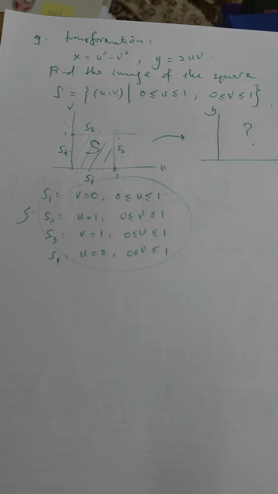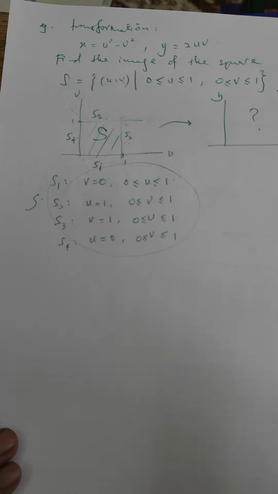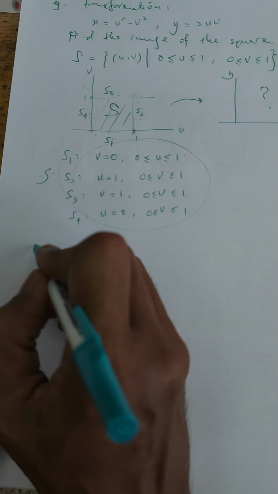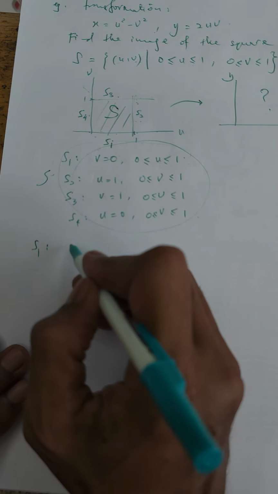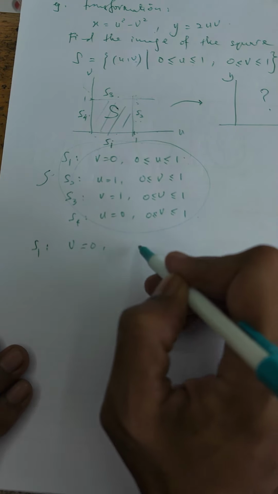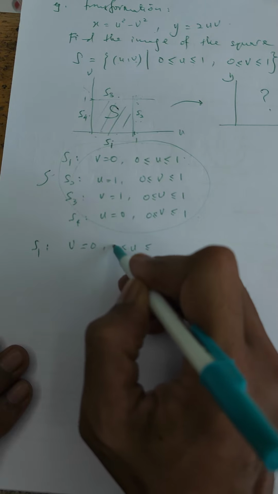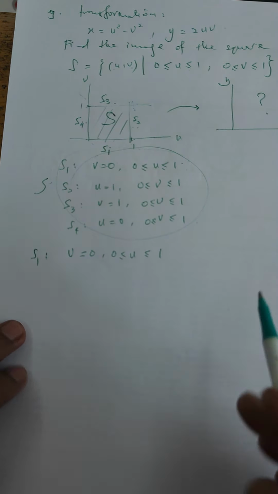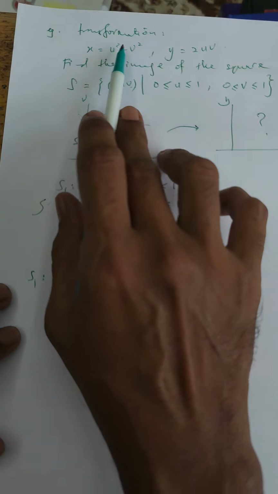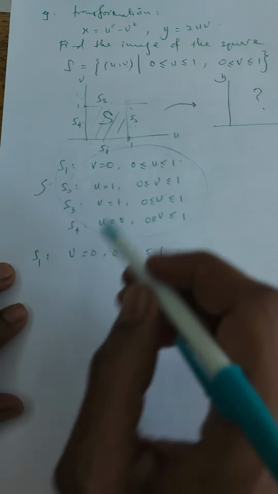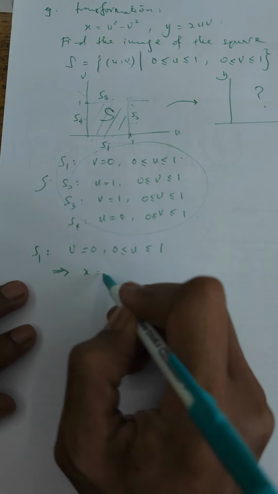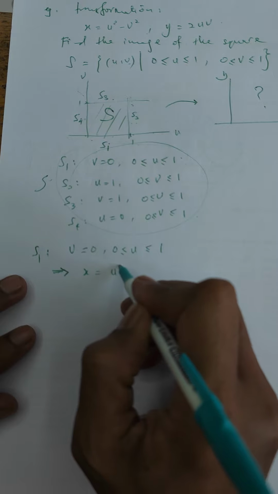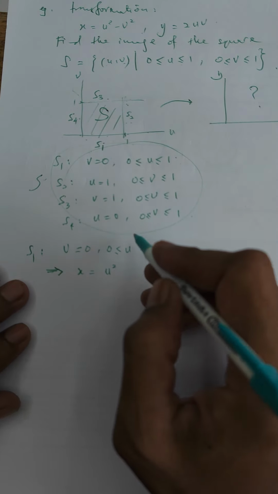Okay. Now, in order to do that, we need to consider each of those edges separately. So let's consider first S1. For S1, we know that V is equal to 0 and U is between 0 and 1. If we substitute this into our transformation given here, we have X equal to U squared, and Y equal to 0.